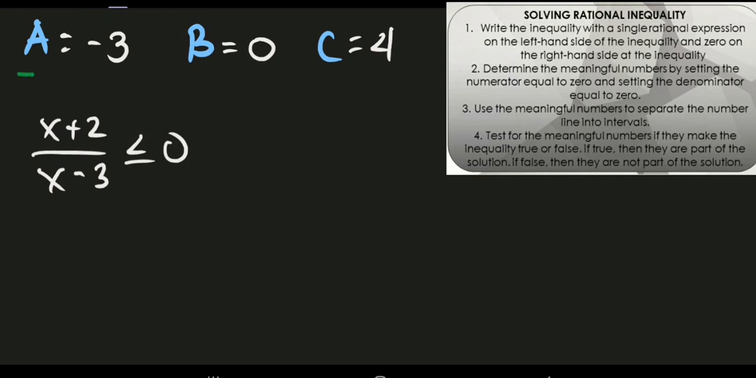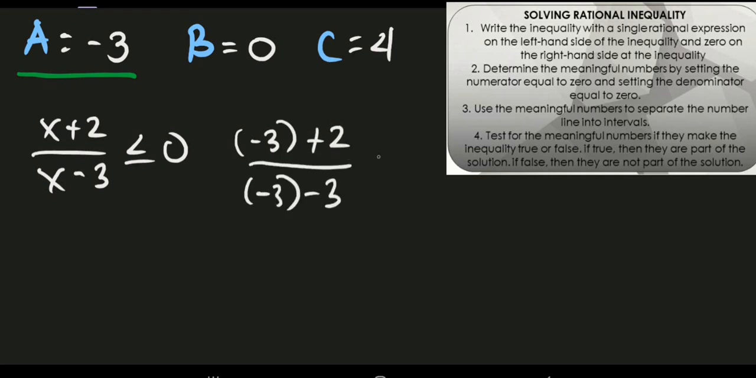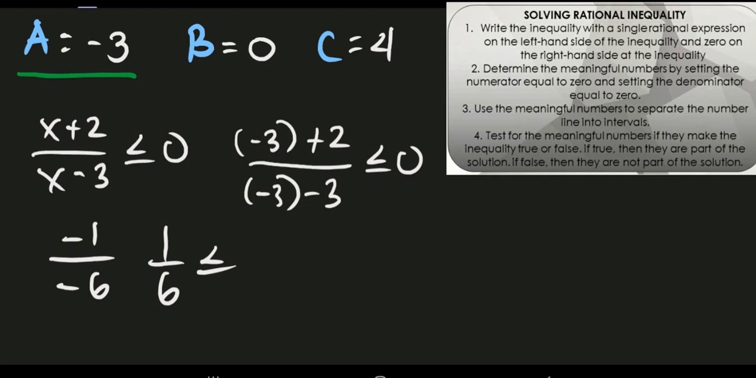So for A, it will give us -3 plus 2 over -3 minus 3 is less than or equal to 0. So that means we have -3 plus 2, that is actually -1, over -3 minus 3, that is equal to -6. So therefore, this is actually equal to 1 over 6. And let's test: is 1 over 6 less than or equal to 0? Again, that is false, because 1 over 6 is actually greater than 0. So that means interval letter A is not part of our solution.